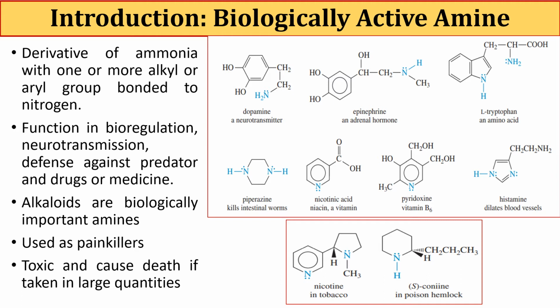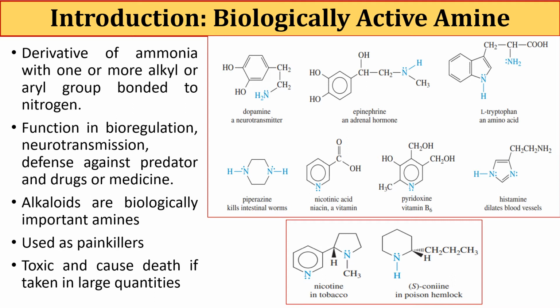Some examples of active amines include dopamine, epinephrine, L-tryptophan, histamine, pyridoxine, nicotinic acid, and piperazine. Alkaloids are an important group of biologically active amines, mostly synthesized by plants to protect them from being eaten by insects and other animals.